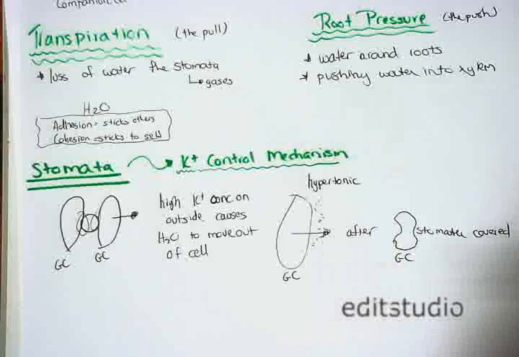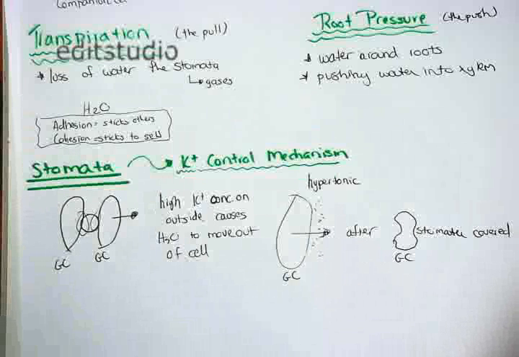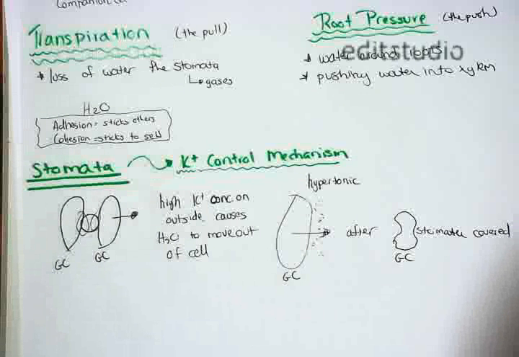So you close the stomata, and yes, gases stop moving in and out, but at the same time you stop losing the water. That's the idea of C3, C4 in CAM plants, which is why you got that packet. Cool? Awesome.